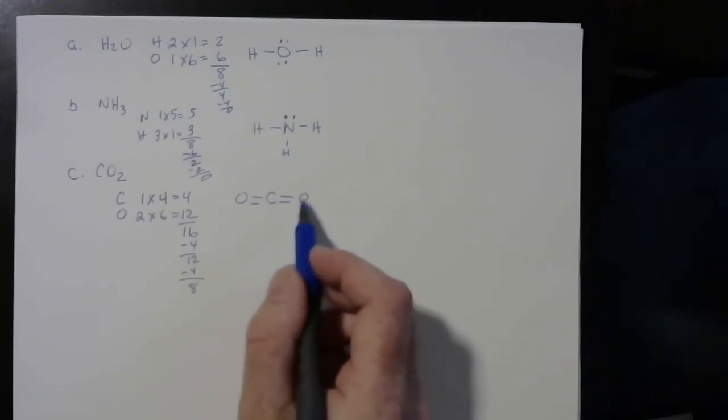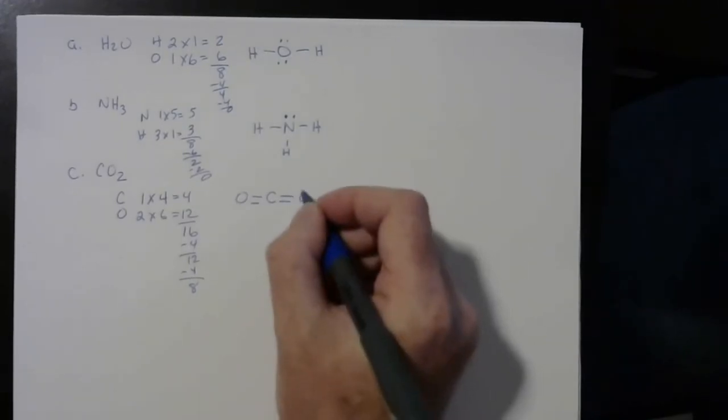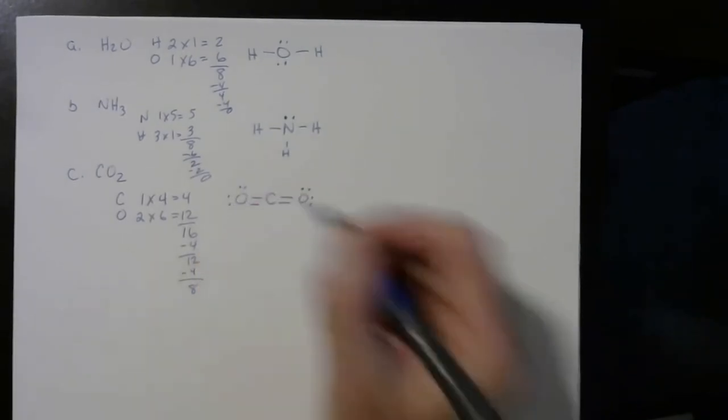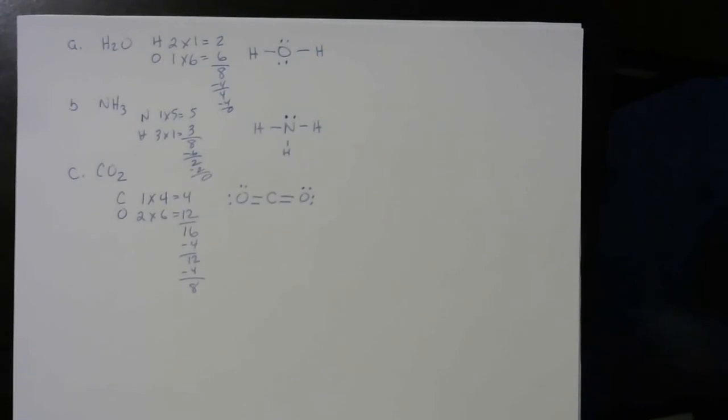Carbon's octet is happy. Each oxygen still needs 4. 4 times 2 is 8. So we stick it on there. And that's a proper structure for CO2.